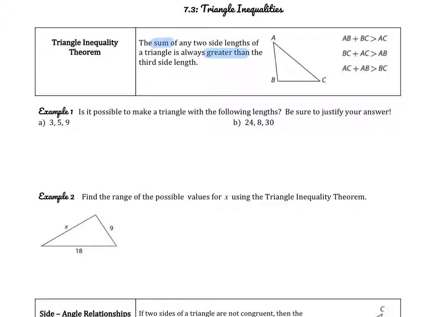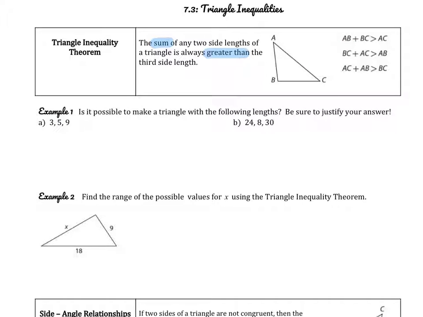So for example 1, it says, is it possible to make a triangle with the following lengths? So whenever we're doing this, we have to set up three inequalities to show that a triangle can be made, or maybe it can't if we end up with an inequality that is not true. So again, we have to do every combination of sums of two sides.